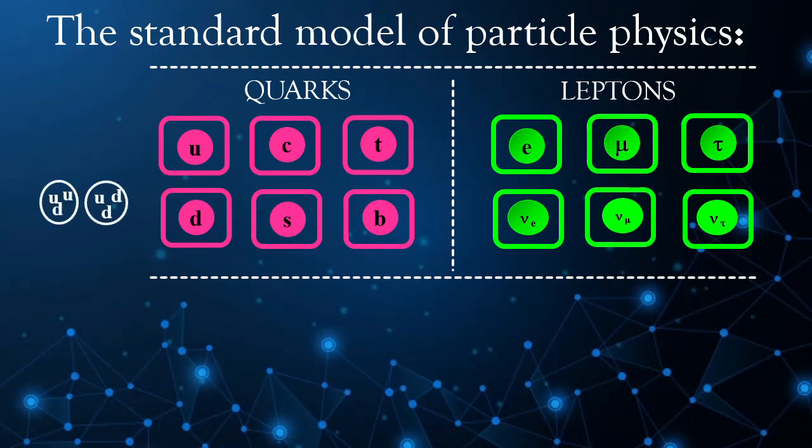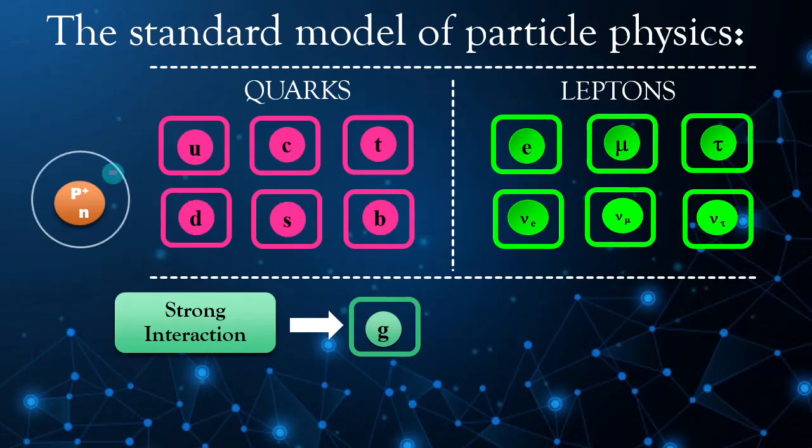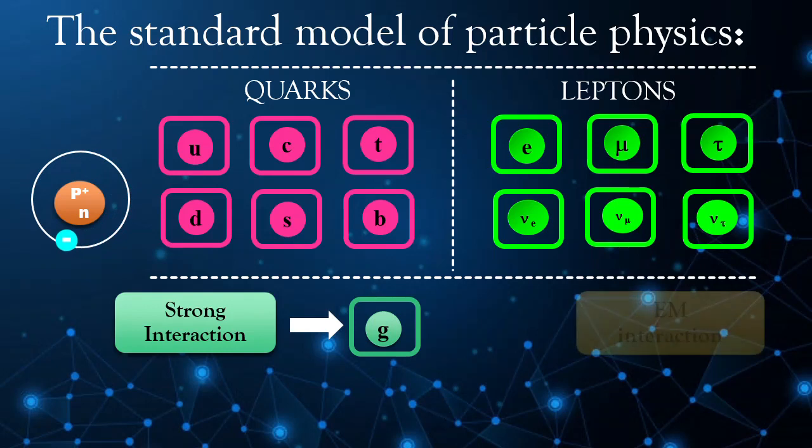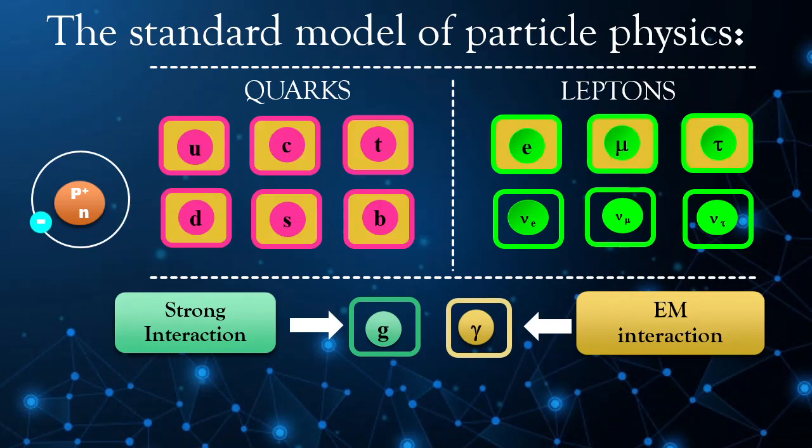Up and down quarks form protons and neutrons. Protons and neutrons combine to form the nucleus. Protons and neutrons are attracted by the strong force by exchange of gluons. The strong force influences all the quarks. Electrons are bound to the nucleus by the electromagnetic force. They attract each other by exchange of photons. The electromagnetic force influences all the charged particles.